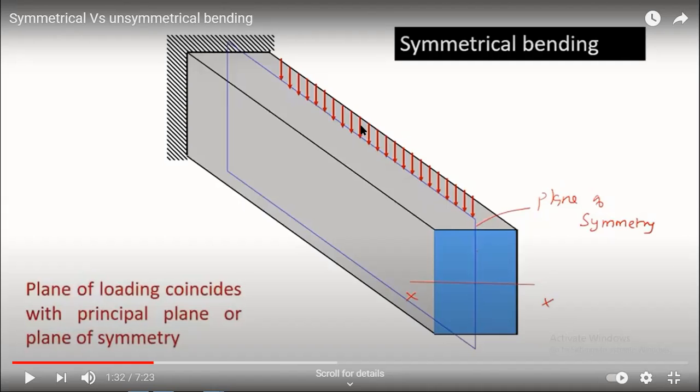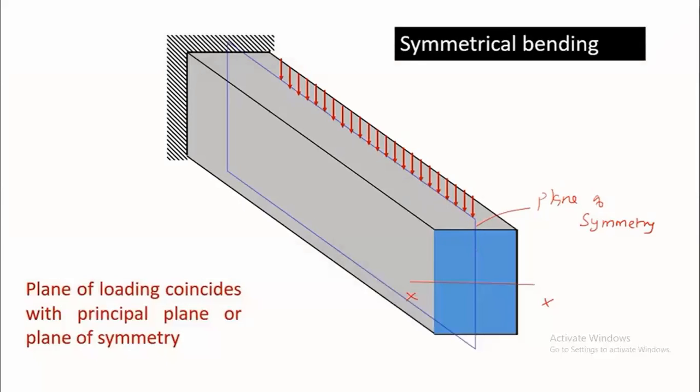Guys, when the plane of symmetry and the load coincide with each other, in which axis will your beam bend? Y-axis, sir. Only the y-axis. So there is no x-axis deformation or deflection taking place. Understand? So this is what symmetrical bending means. Okay, so let's continue.